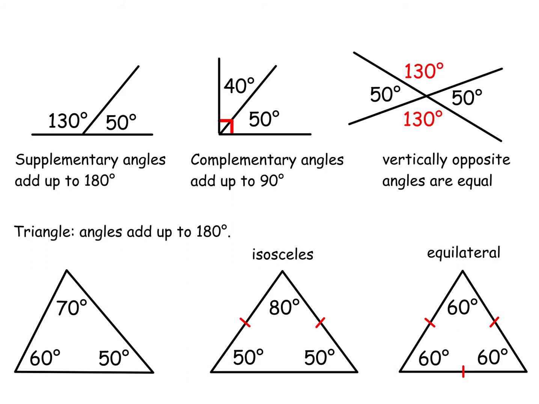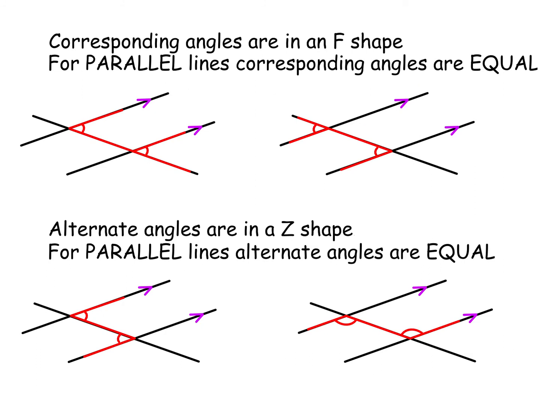Now, angles around parallel lines. Corresponding angles are in an F shape. So in red here, you see an F shape. These red angles are corresponding. Because the lines are parallel, these red angles, the corresponding angles, are equal. If these lines were not parallel, these angles would not be equal.